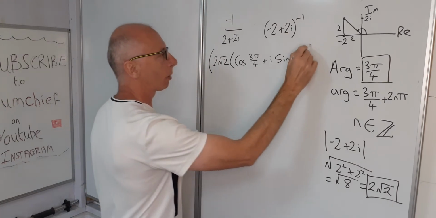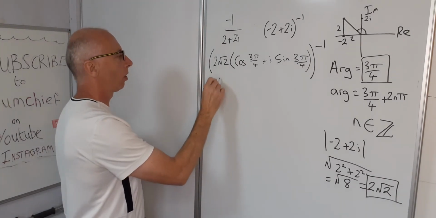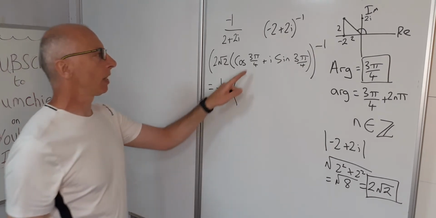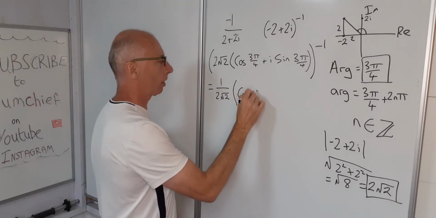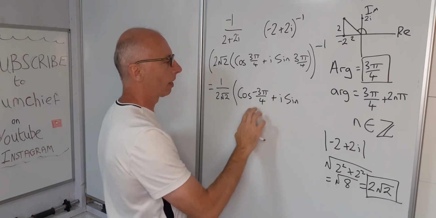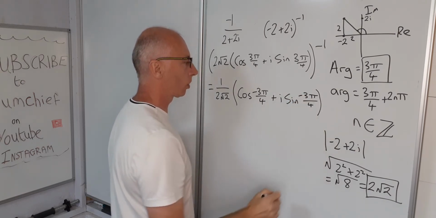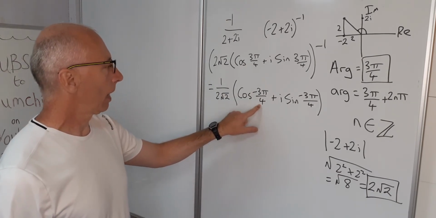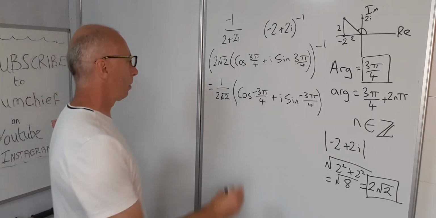So then we need to take this to the power of -1. So if we just put this in big brackets and go to the -1, we then end up with 1 over 2 root 2. And then with these angles, we just multiply by -1. So cosine of -3 pi over 4 plus I sine, and these angles will always be the same. If you get a different angle in here, then you've gone wrong somewhere. So you need to go back and just check what you've done. So now we know what cosine of -3 pi over 4 and sine of -3 pi over 4 are. So we can plug them in.